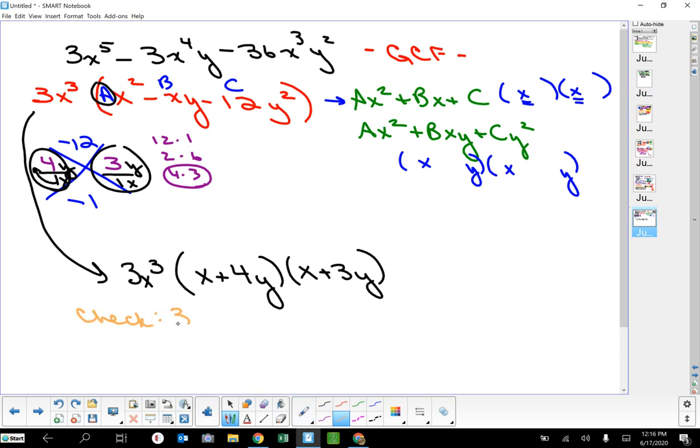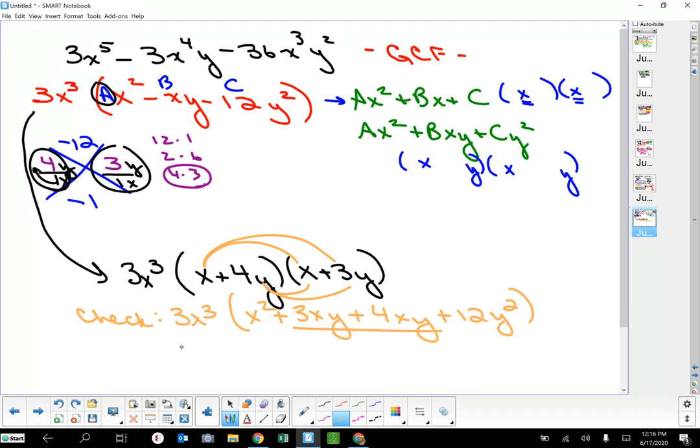Okay. So you would leave the 3x cubed alone and you'd FOIL. X times x is x squared. X times 3y is 3xy. 4y times x is 4xy. And then 4y times 3y is 12y squared. Combine like terms in the middle. So we have x squared plus 7xy. Uh-oh. I forgot a minus sign somewhere. Totally forgot a minus sign somewhere. All right, let's go back up into here.